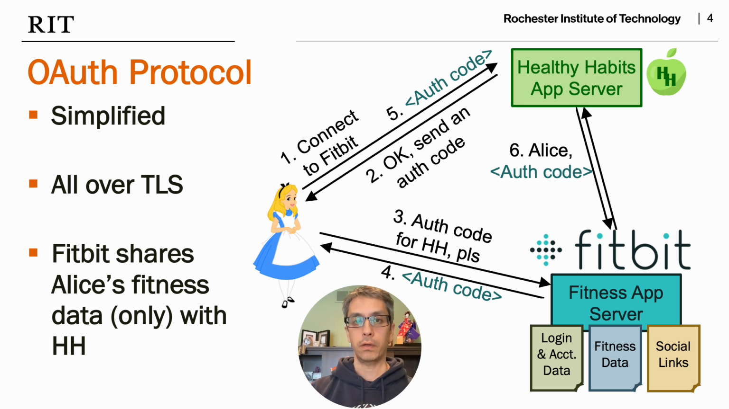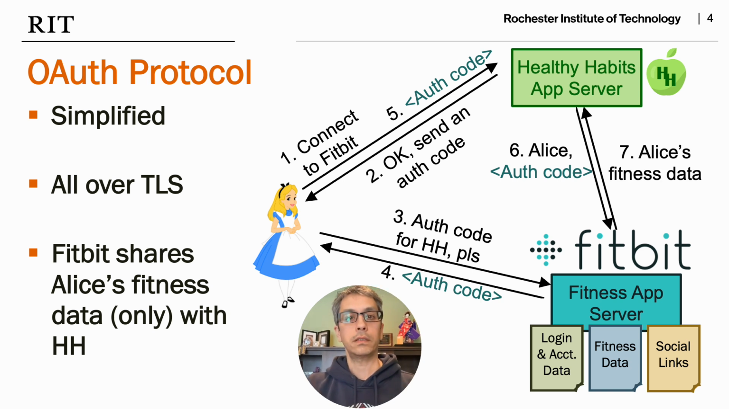Alice sends the auth code on to Healthy Habits app server. The app server sends that on to Fitbit and says, I want this information for user Alice. And Fitbit responds with Alice's fitness data. Okay, so we have these 7 messages. And that pretty much describes the heart of the protocol.